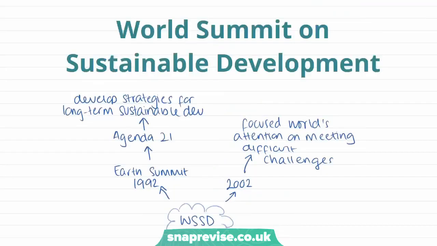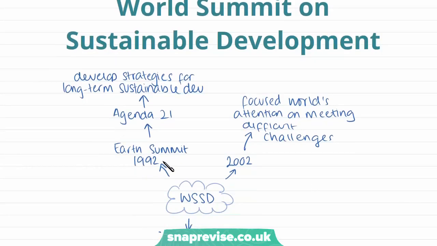The next organisation we're going to look at is the World Summit on Sustainable Development. And there was initially an Earth Summit. Its name was the Earth Summit, and this took place in 1992 in Rio de Janeiro.